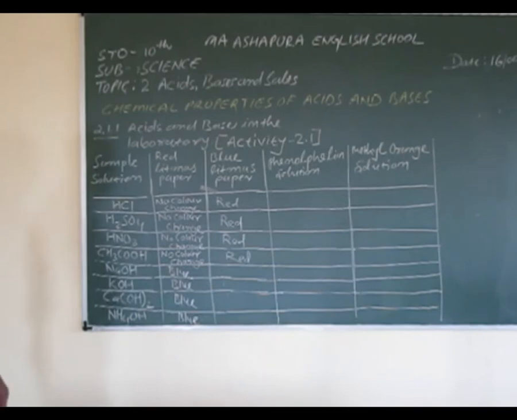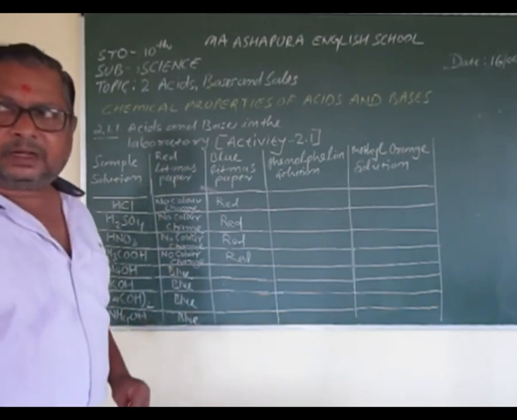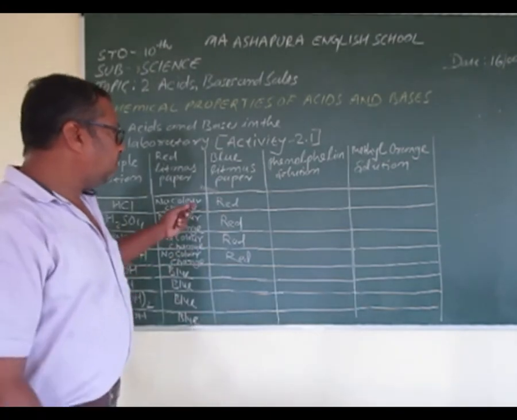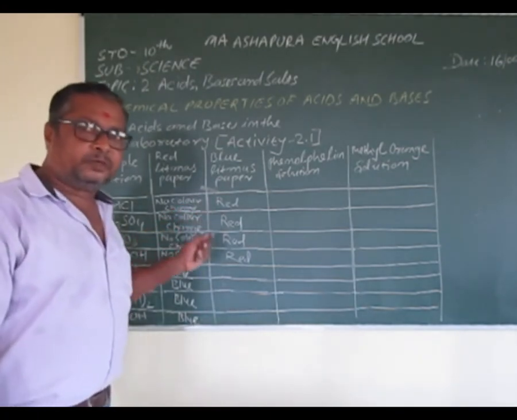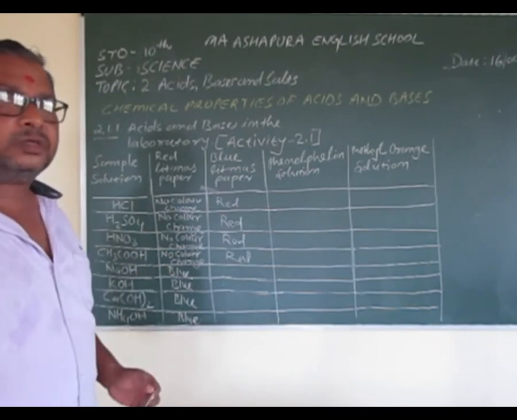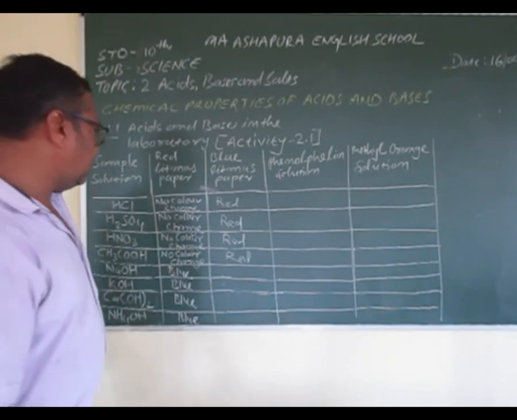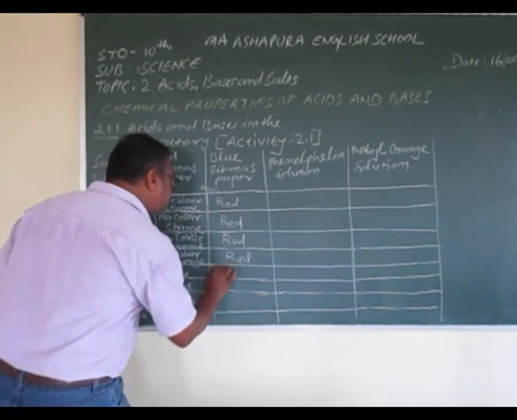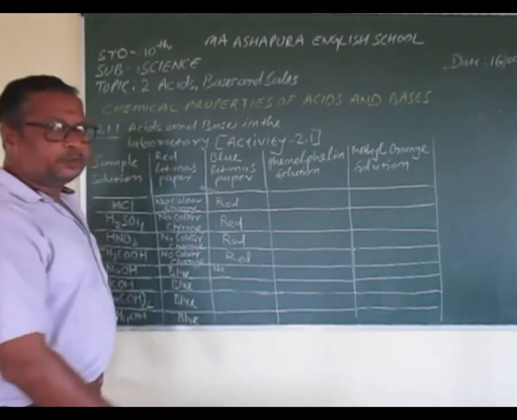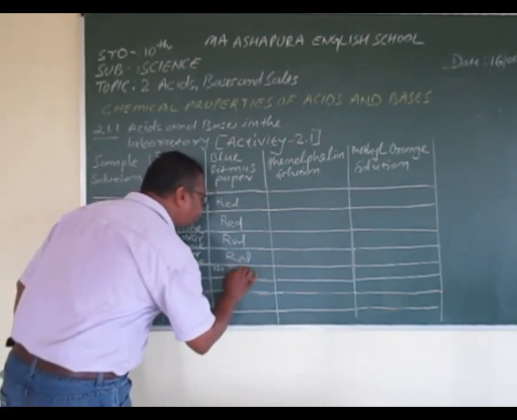Now, with the same samples of the bases, if we dip a wet blue litmus paper in them, we get no color change here either. So we write down the observation: when the blue litmus paper is dipped, there is no color change.